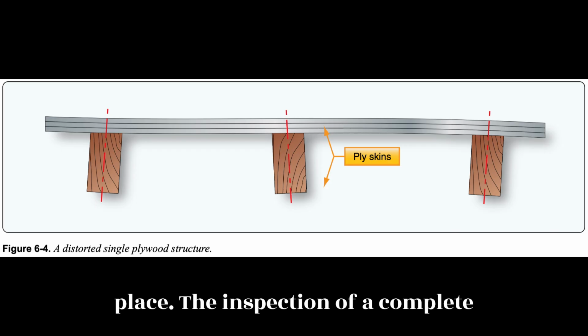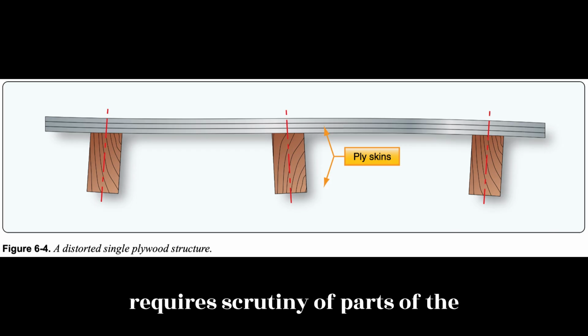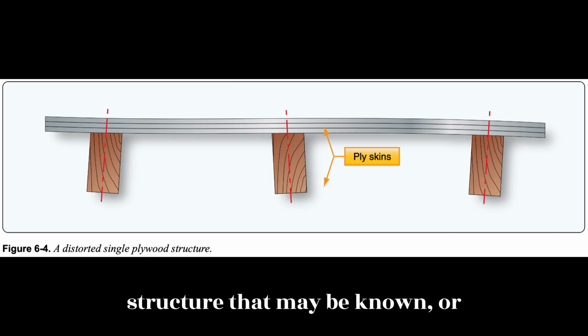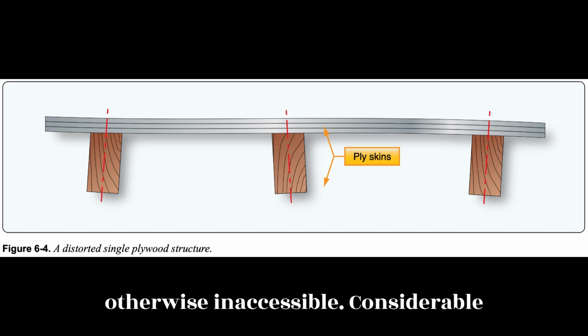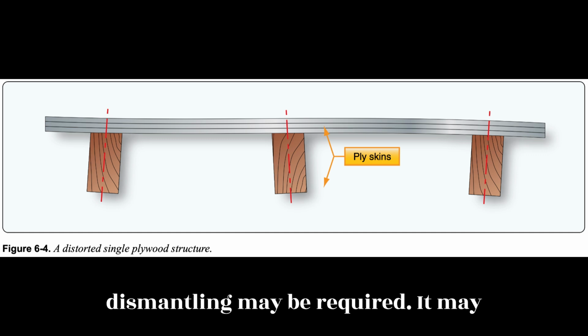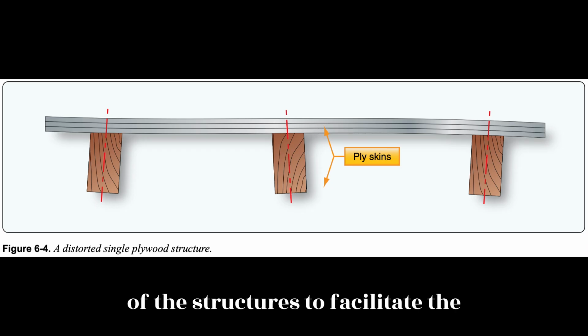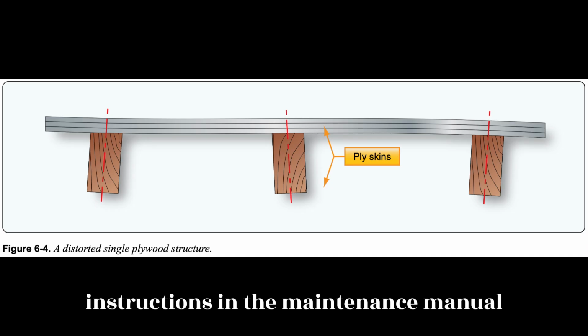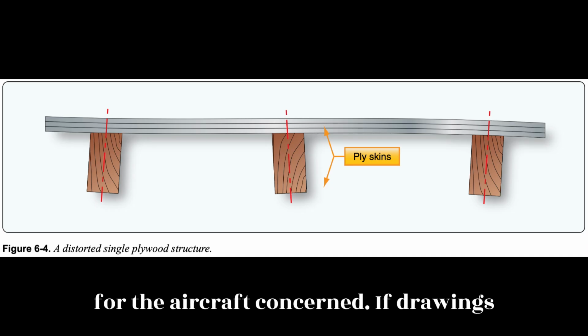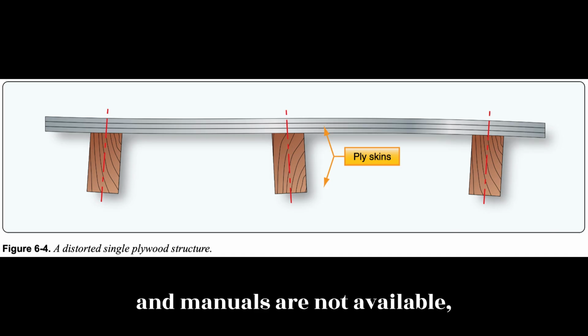The inspection of a complete aircraft for glue or wood deterioration requires scrutiny of parts of the structure that may be known, or suspected, trouble spots. In many instances, these areas are boxed in or otherwise inaccessible. Considerable dismantling may be required. It may be necessary to cut access holes in some of the structures to facilitate the inspection. Do such work only in accordance with approved drawings or instructions in the maintenance manual for the aircraft concerned. If drawings and manuals are not available, engineering review may be required before cutting access holes.